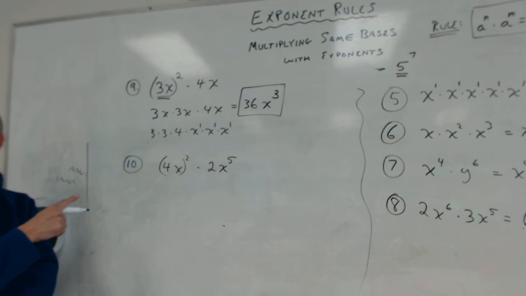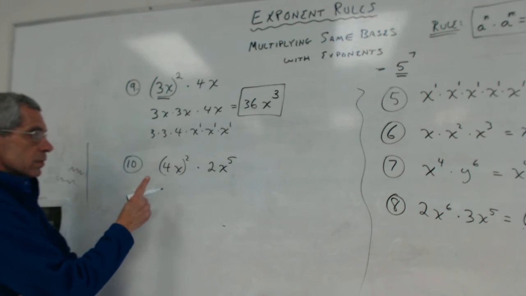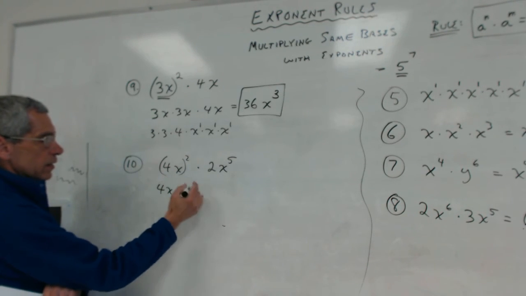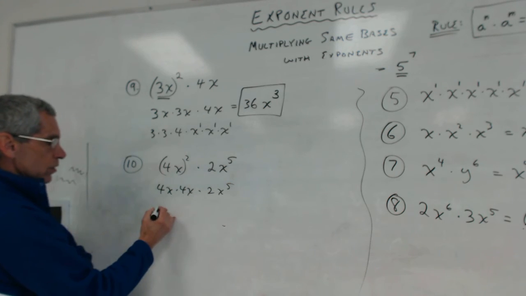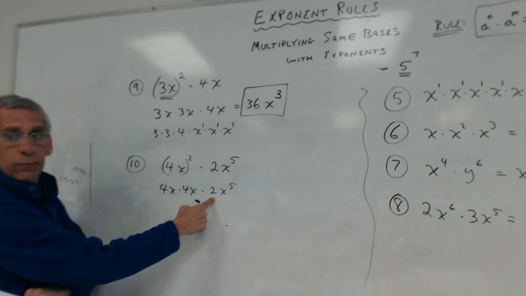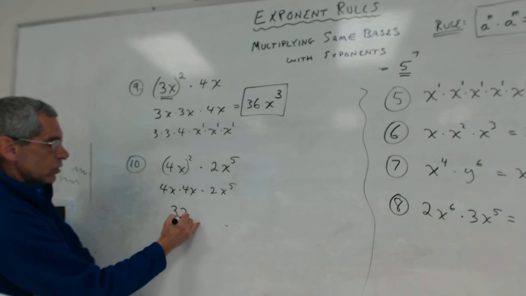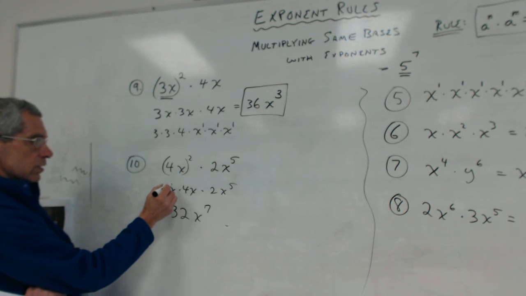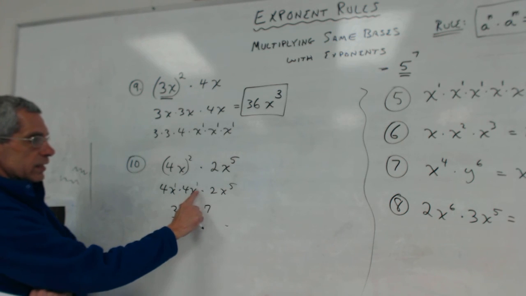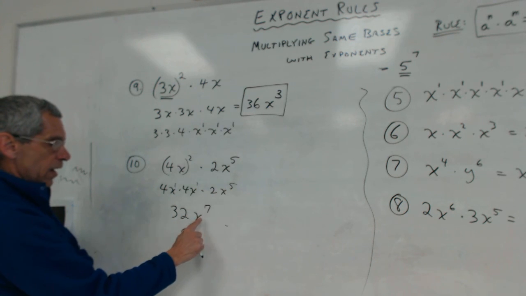I don't know. You could add the powers. So let's just do this. It's 4x times 4x times 2x to the fifth. So I'm going to do 4 times 4 is 16. 16 times 2 is 32. So that's 32, x to the 1 plus 1 plus 5, x to the 7.